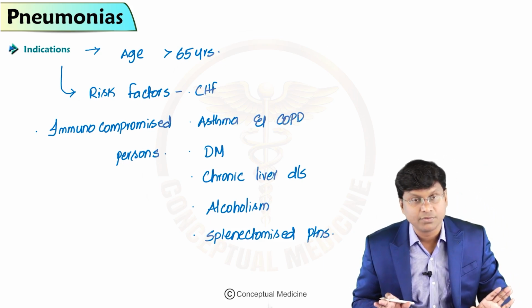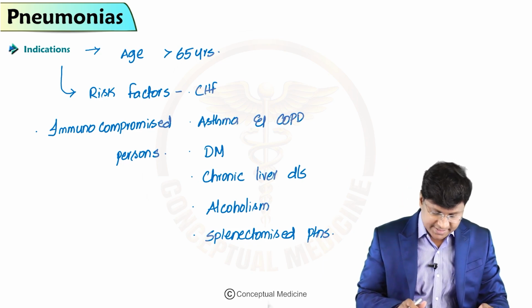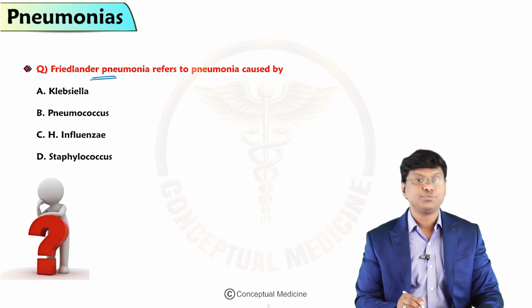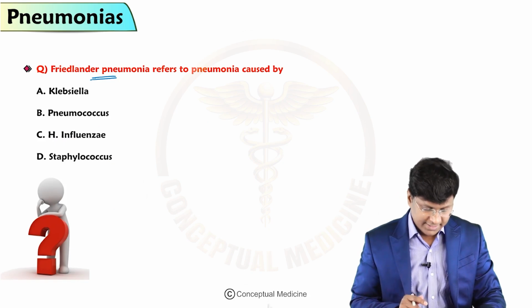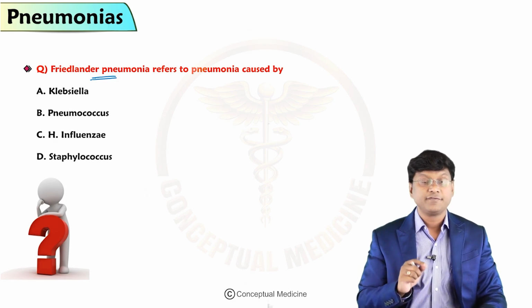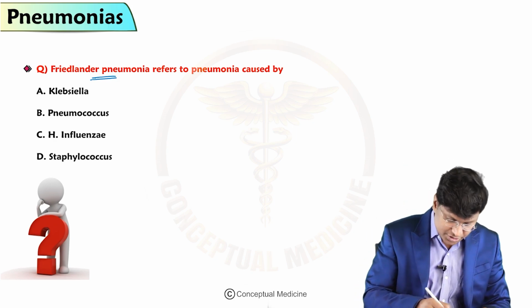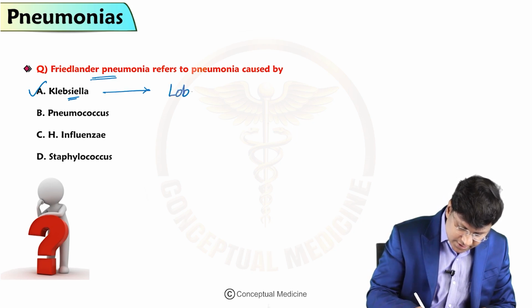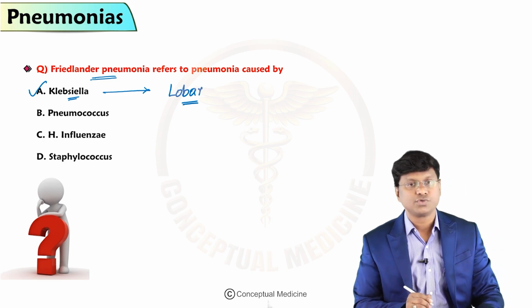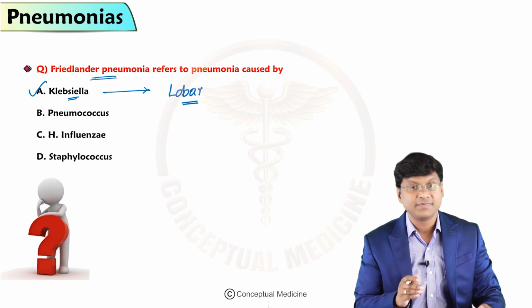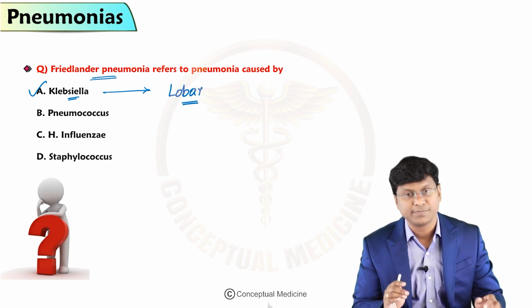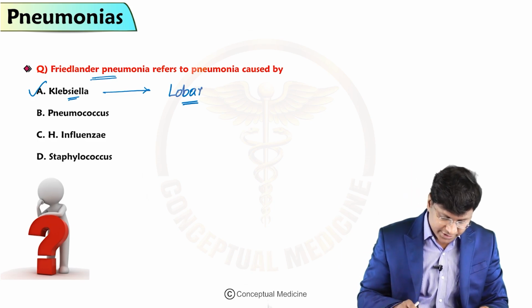Now, after having discussed pneumococcal pneumonia, let me discuss another important form of pneumonia, that is Friedlander's pneumonia. Friedlander's pneumonia refers to pneumonia caused by Klebsiella. Remember, Friedlander's pneumonia refers to pneumonia caused by Klebsiella. So just now we have discussed that Klebsiella will also cause lobar pneumonia, right? Now let me take up the differences between the lobar pneumonia caused by Klebsiella and the lobar pneumonia caused by pneumococcus.